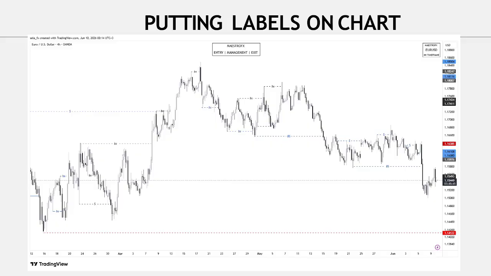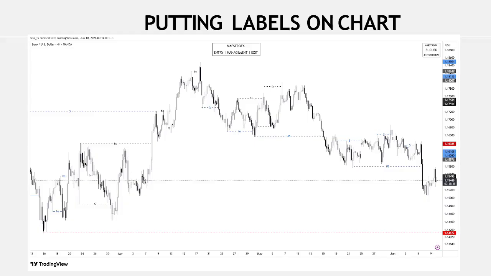It is through these labels that we identify where the price is oversold and where the price is overbought. When it is overbought, we look to sell, and when it is oversold, we do the opposite.